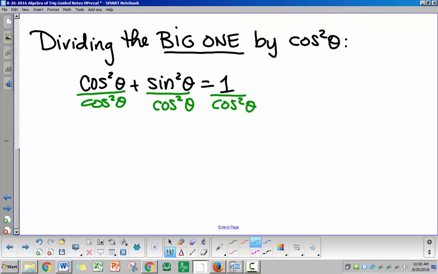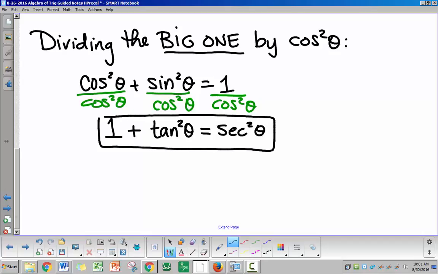So what happens when we do that? What do we get? What is our result? Well, what's cosine squared over cosine squared? 1. Very nice. 1 plus sine squared. That's tangent squared. Yes, very nice. Tangent squared theta equals secant squared theta. Very nice. So this one is the second Pythagorean identity.